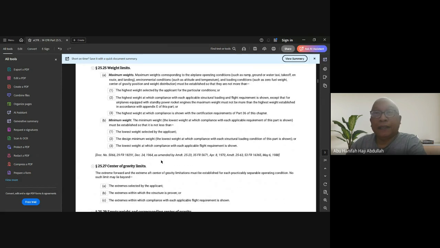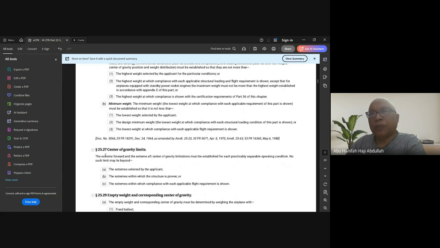CG, the extreme forward and extreme aft. You must establish extreme forward and extreme aft, because the CG will affect the flight control force. The flight control has a certain size and will operate within a certain velocity, so it will also have a certain profile for the CL. That means the lift, half rho V squared S CL, and then that will be the force.